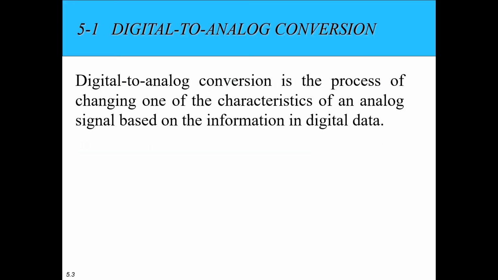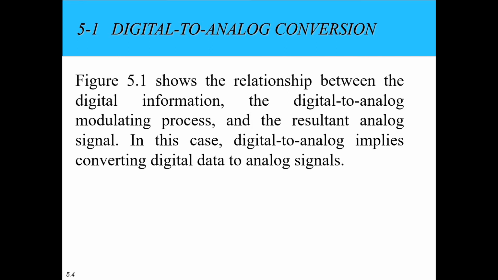Digital to analog conversion is the process of changing one of the characteristics of an analog signal based on the information in digital data. The figure shows the relationship between the digital information, the digital to analog modulation process, and the resultant analog signal. In this case, digital to analog implies converting digital data to analog signals.